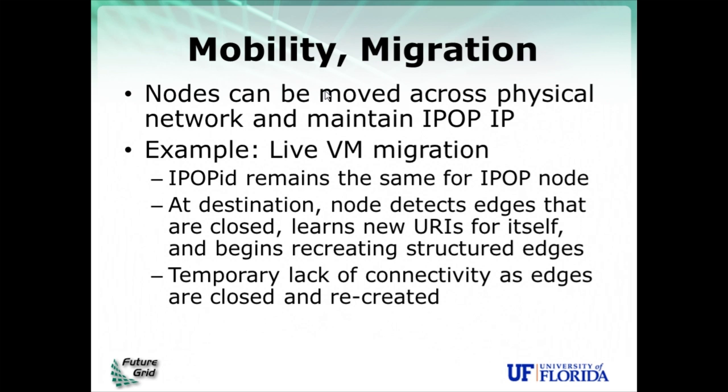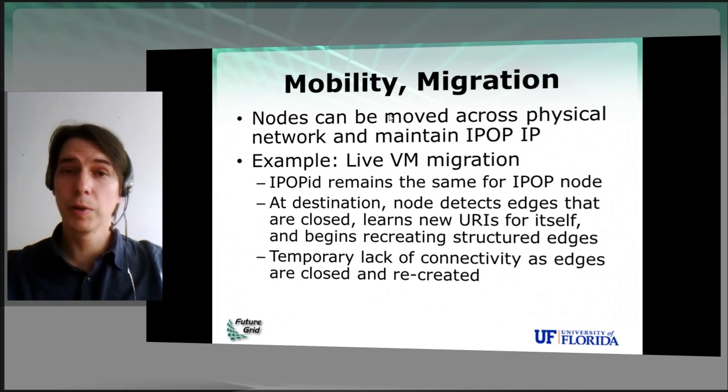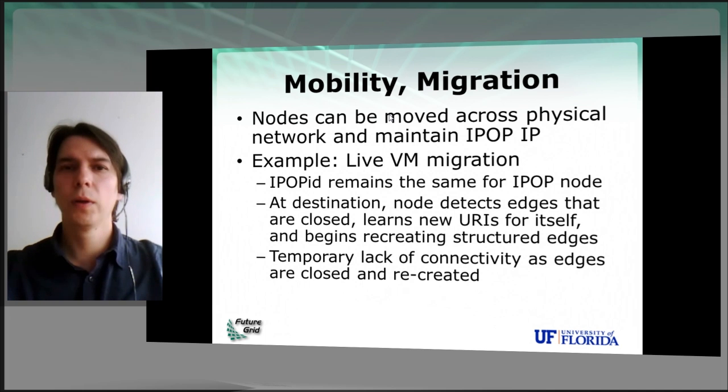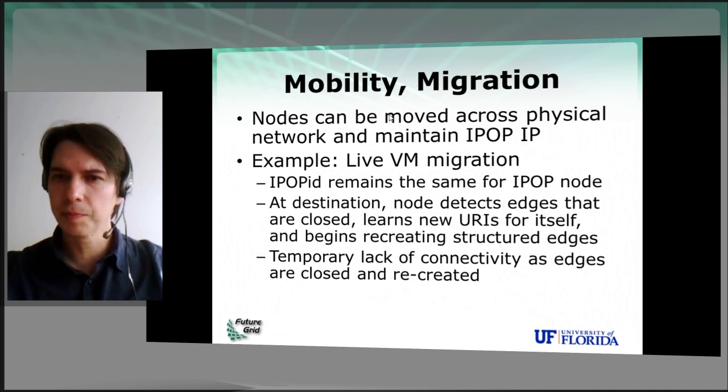So the node will go through the process we saw in the previous unit, learn the URIs for itself, the endpoints that it has in the new network, begin creating edges with its left and right neighbors and the far edges, and eventually reconnecting and becoming again routable on the virtual network. All of this again without losing connectivity, without losing the IP address allocation in the process.